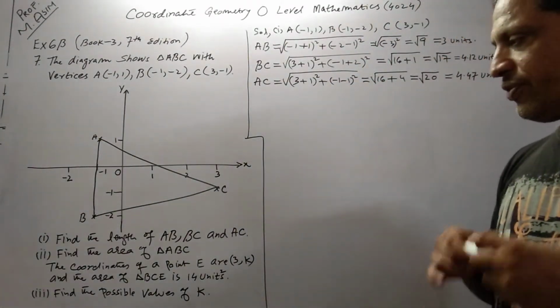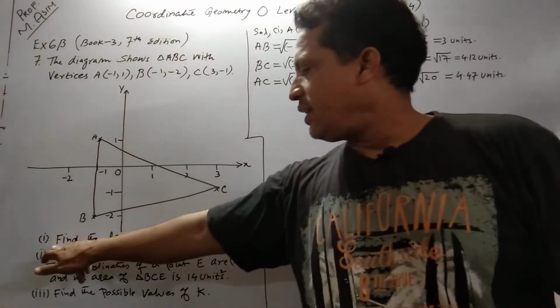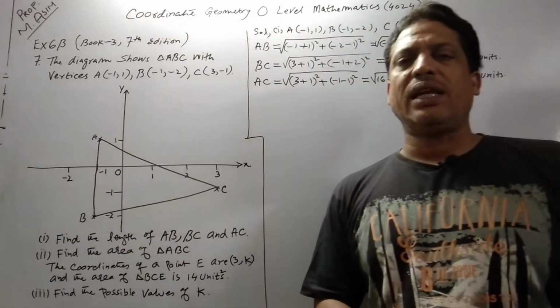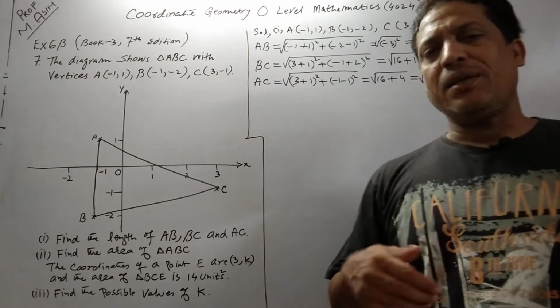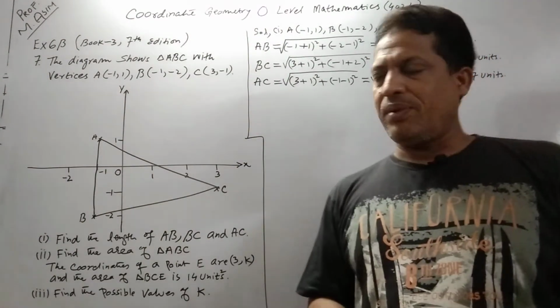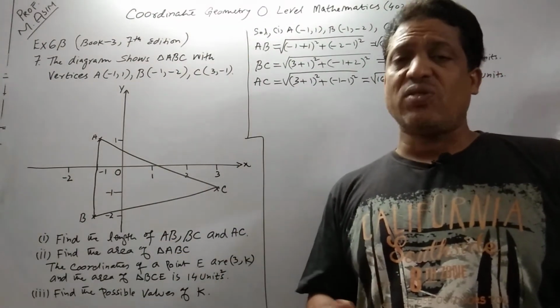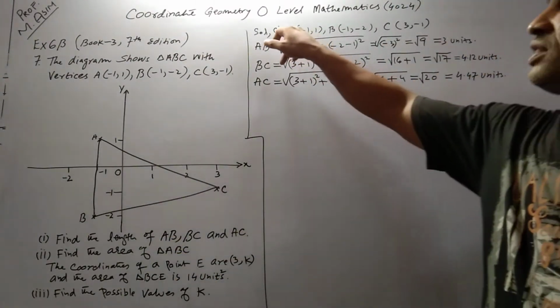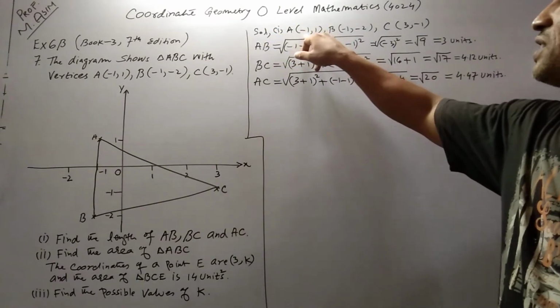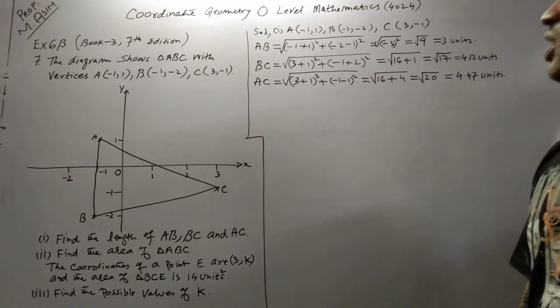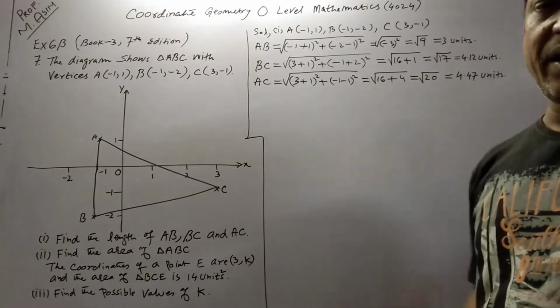So the first part is to find the length of AB, BC and AC. Students, you know the meaning of length and the meaning of distance are the same. So if we have to find the length of AB, it means we have to find the distance of AB. So the solution is, coordinates are given: A (-1, 1), B (-1, -2), C (3, -1). First we have to find AB.